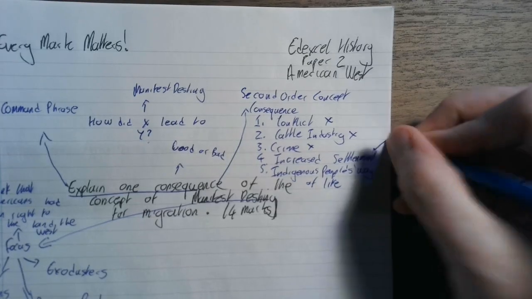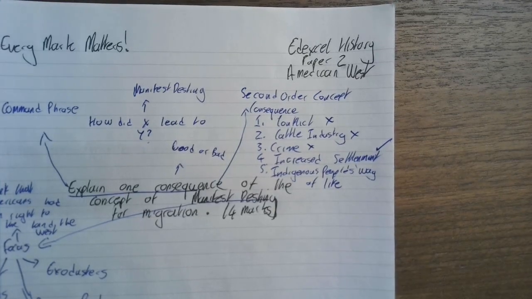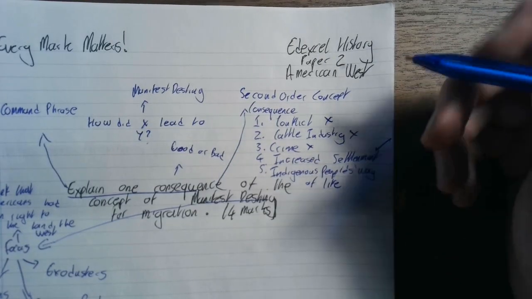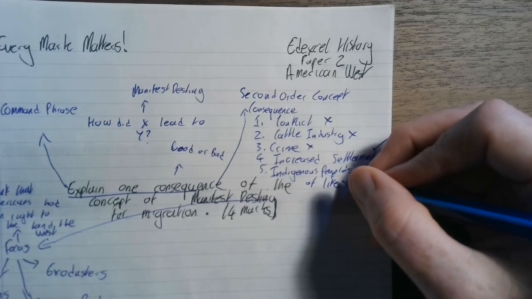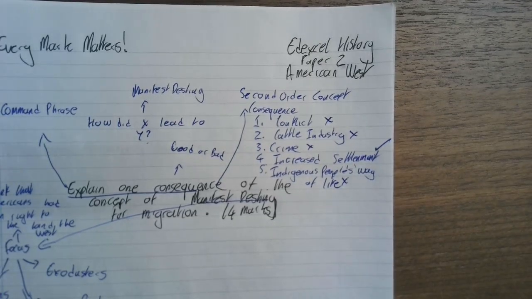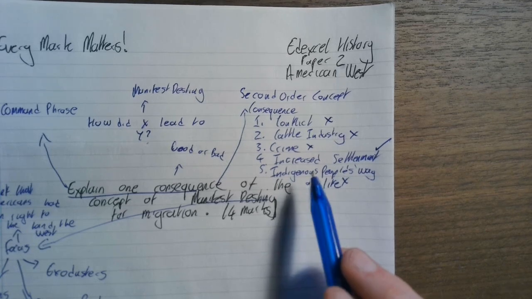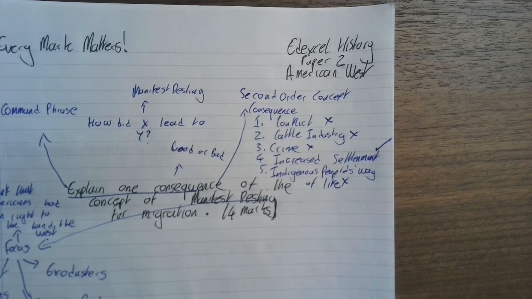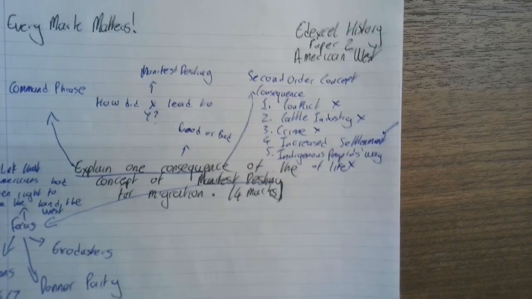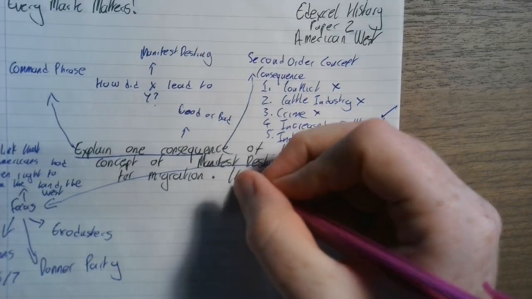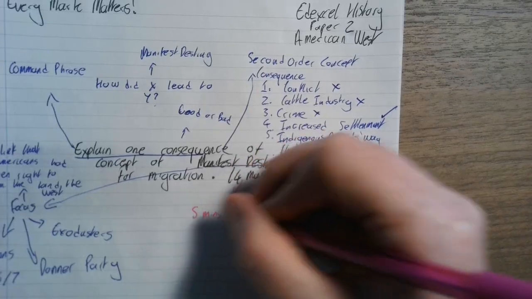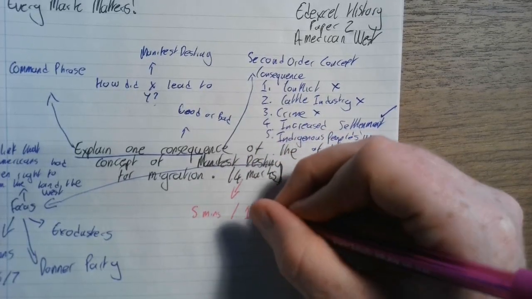Increased settlement, yes, absolutely. That's a prime example. Indigenous peoples' way of life is very similar to conflict and crime. You've got a loose link, but I would say increased settlement's the easier one. So in essence, we're going to tailor everything around that increased settlement. A huge thing to identify here: this is a 4-mark question, so you need to spend 5 minutes on it, and you only need to write down 1 paragraph.